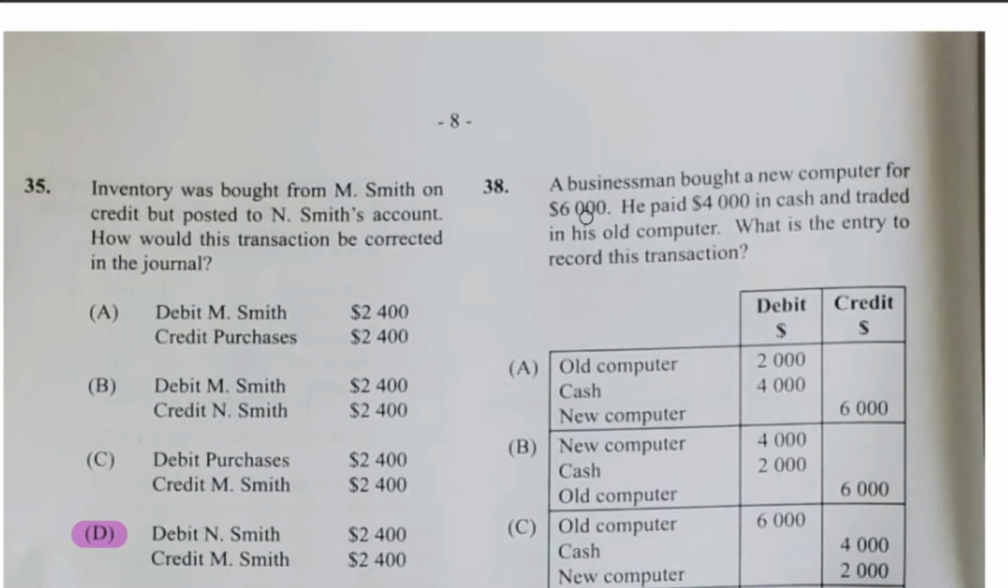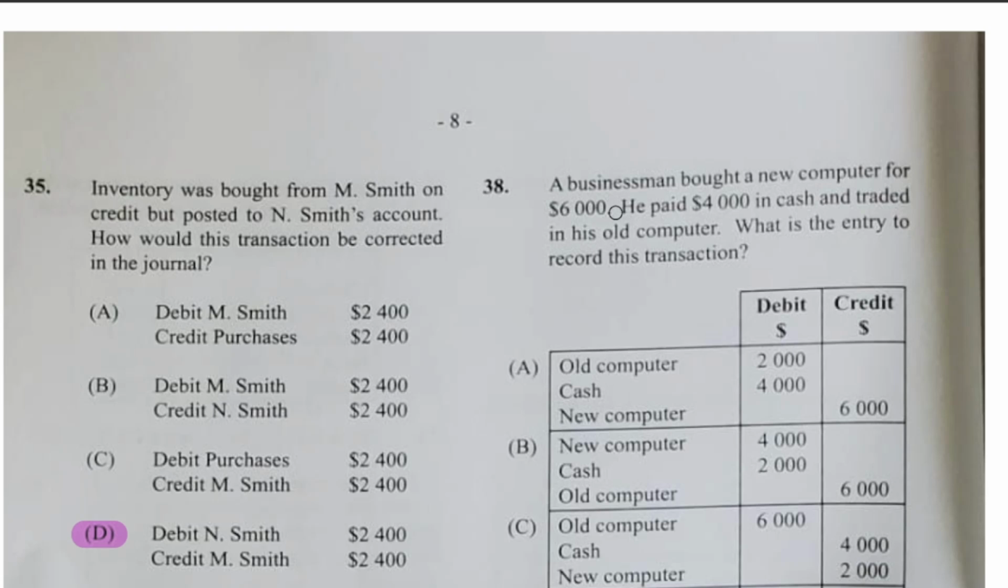37, let's go to 38. A businessman bought a new computer for $6,000. So we have a new computer for $6,000. He paid $4,000 in cash and traded in his old computer. What is the entry to record this transaction?